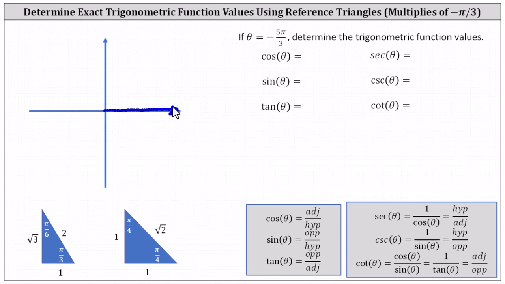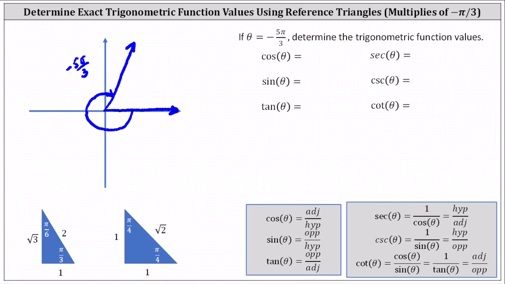Because the angle is negative, we rotate clockwise 5 pi divided by 3 radians, or 5/3 pi radians. Well, half a rotation clockwise would be negative 3/3 pi radians. And recall, 1/3 pi radians is 60 degrees. Rotating further, we'd have negative 4/3 pi radians, and then negative 5/3 pi radians. This would be the terminal side for negative 5/3 pi radians, which is negative 1/3 pi radians short of one full rotation clockwise.